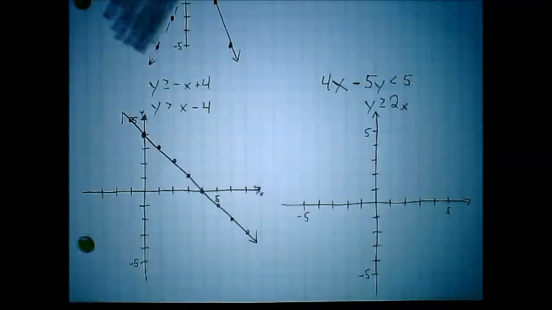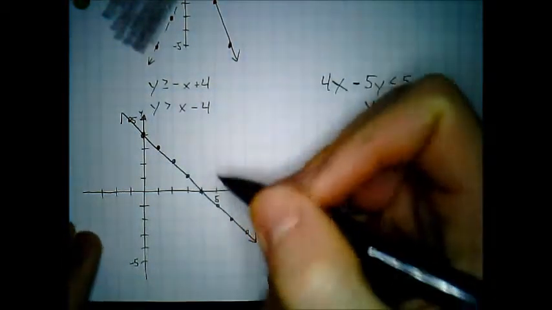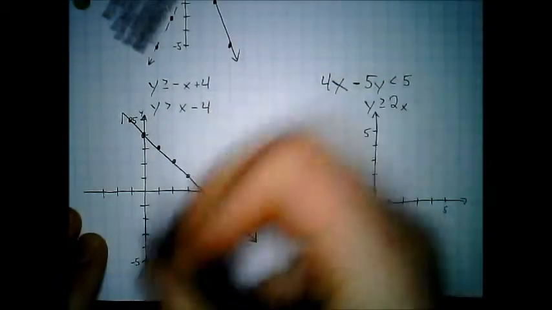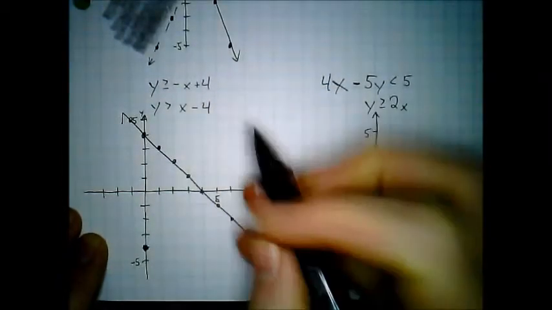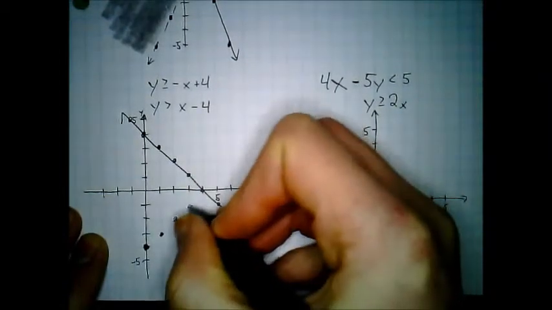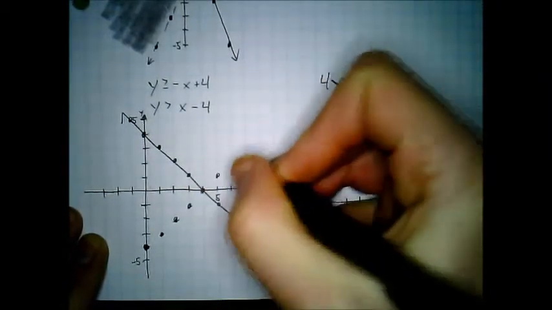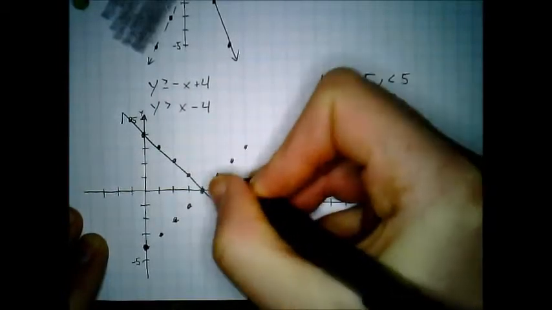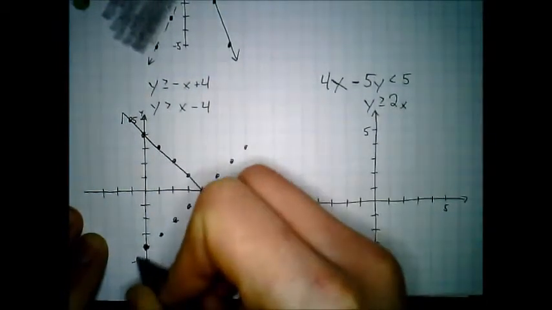Our next boundary line, y is greater than x minus 4. So this time our y-intercept is negative 4, and our slope is 1. So we go up 1 over 1. Now is this line solid or dashed? Good, dashed.